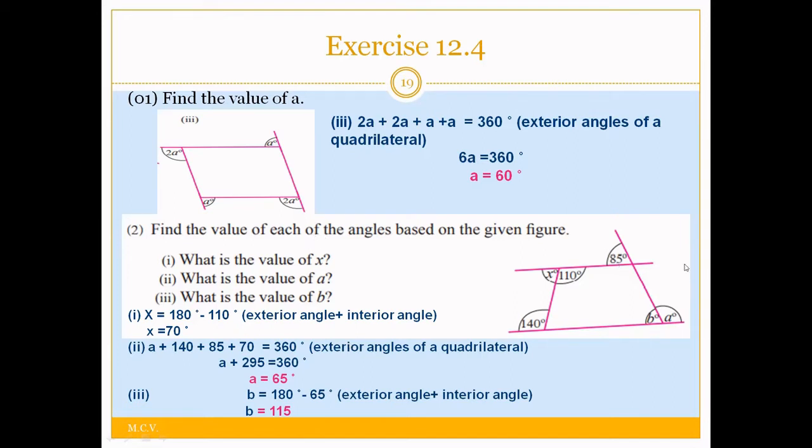In the next question, first you have to find the value of x. Can you remember? Interior angle plus exterior angle is 180. So if you know one value, the other value can be found by 180 minus 110. So 180 minus 110, that is 70 degrees. So x is 70.